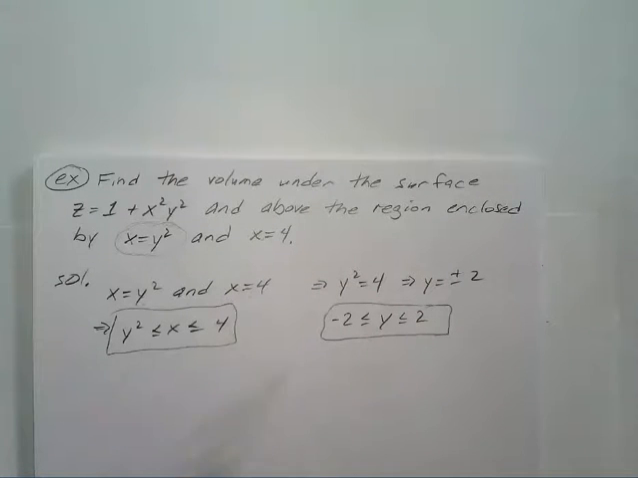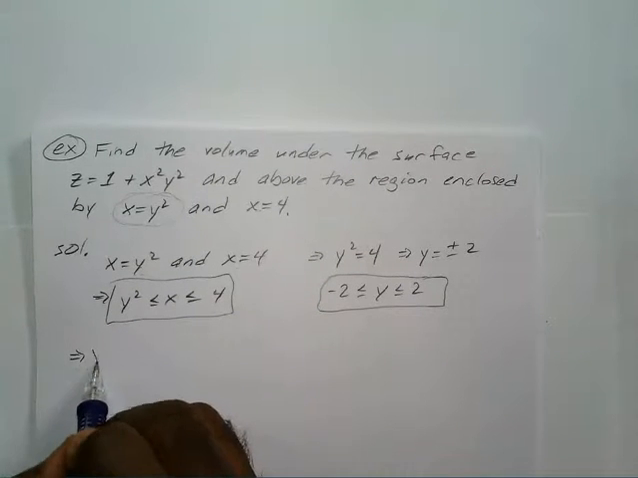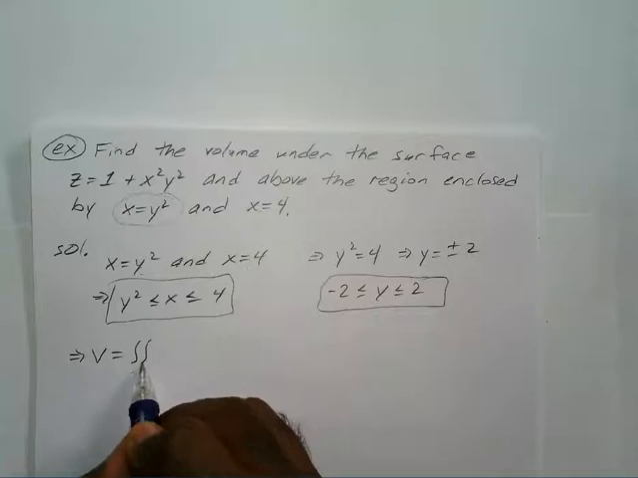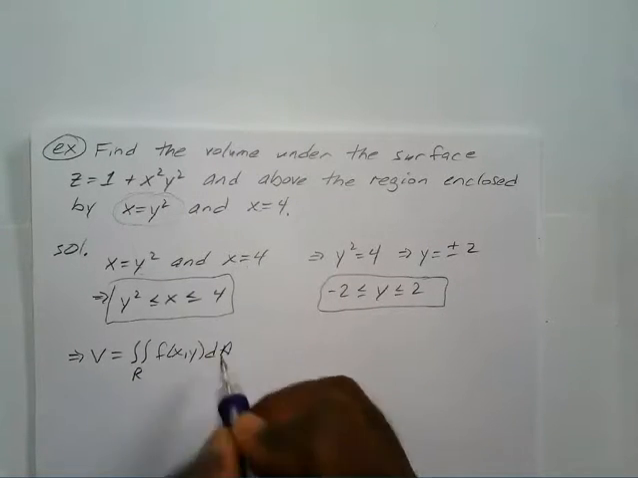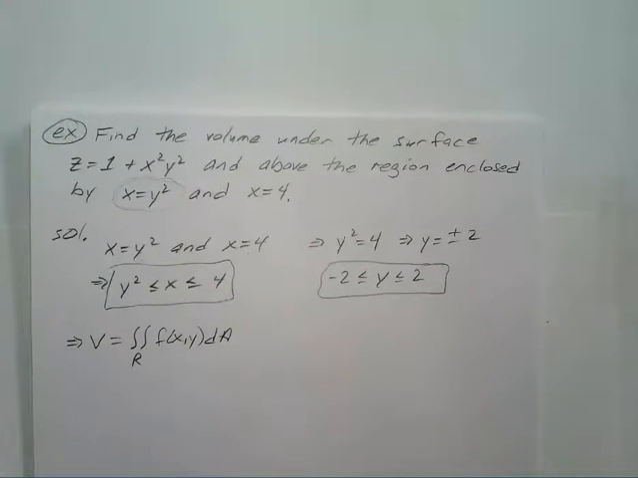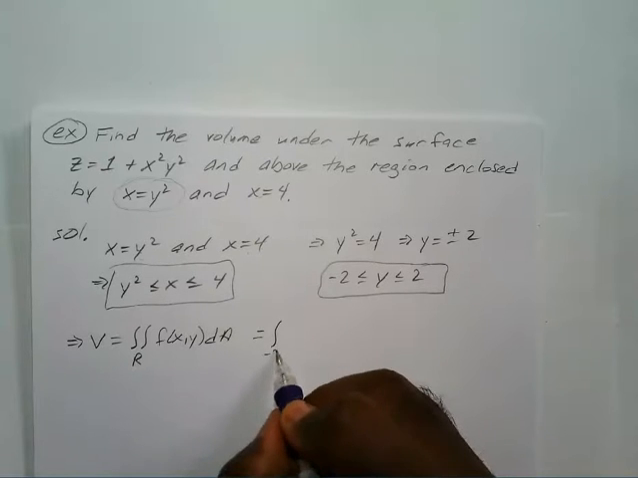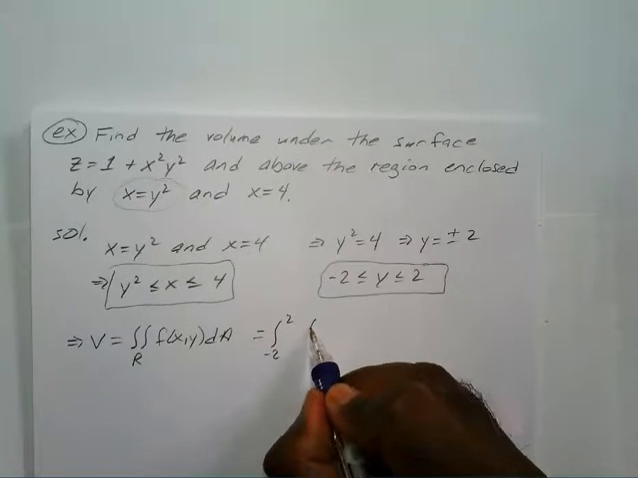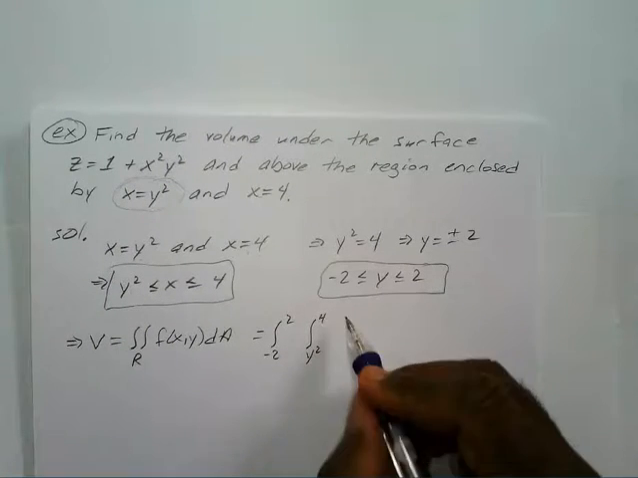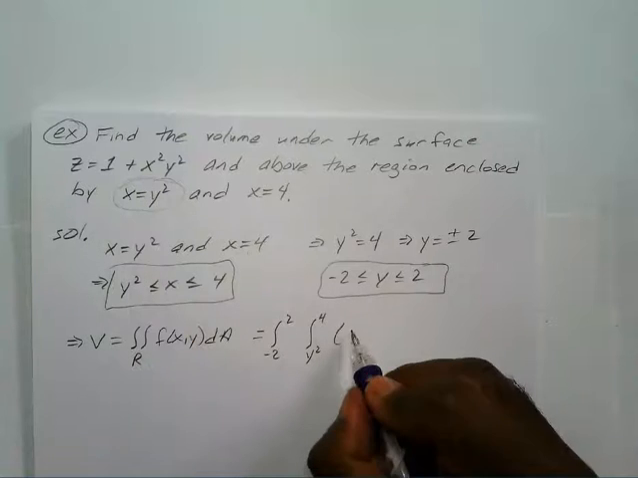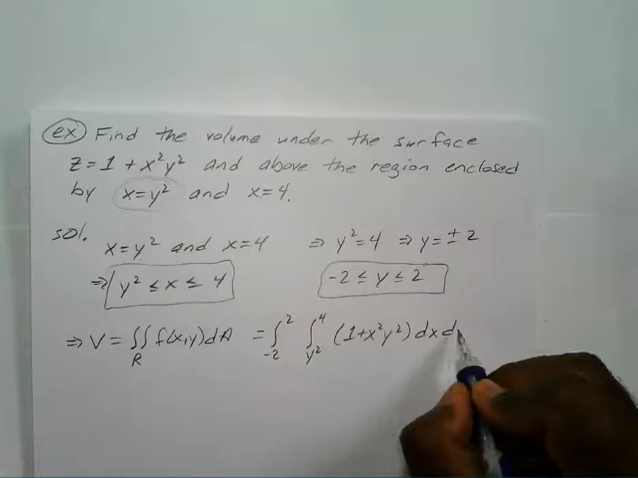Now that we have our boundaries, we go ahead and plug it in, because our volume, which is the double integral with respect to the area of the region, is going to be equal to the integral from negative 2 to 2 and the integral from y squared to 4 of 1 plus x squared y squared dx dy.